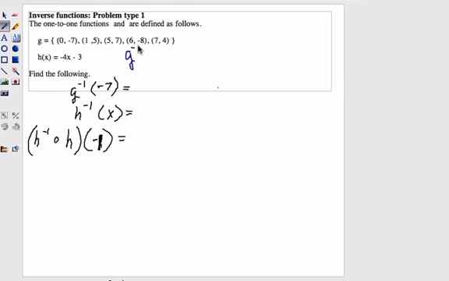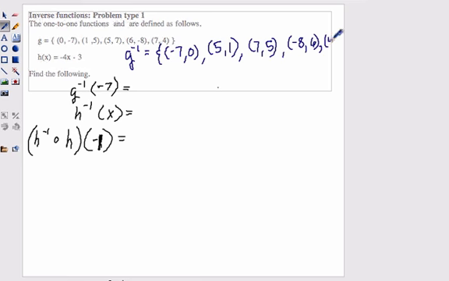To calculate the inverse of g, when you're given a set of ordered pairs, you're simply going to switch the x and y coordinates. So this becomes a negative 7, comma 0, a 5, 1, a 7, 5, negative 8, 6, and 4, 7. Oops, a little set notation. Don't have very much room there for that. But here's your new function.